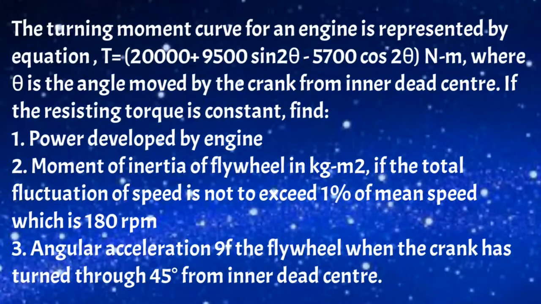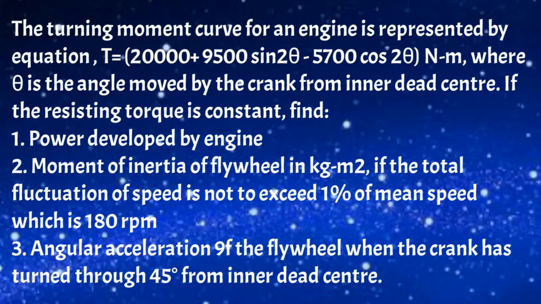The turning moment curve for an engine is represented by the equation T is equal to 20,000 plus 9,500 sin 2 theta minus 5,700 cos 2 theta Newton meter, where theta is the angle moved by crank from inner dead center. If the resisting torque is constant, find out first power developed by the engine. Second, moment of inertia of flywheel in kilogram meter square if the total fluctuation of speed is not to exceed 1% of mean speed, which is 180 rpm.